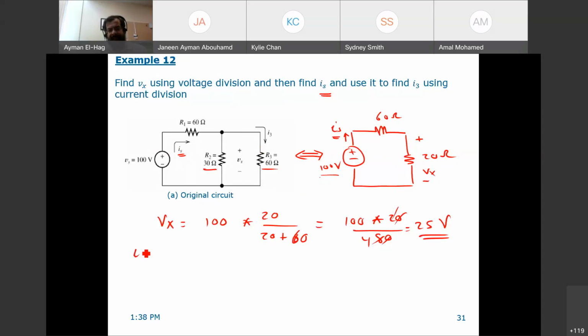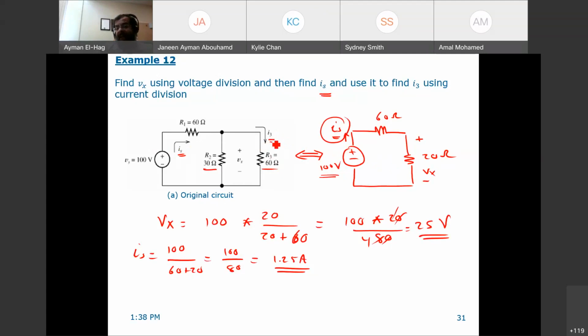So your Is is equal to 100 divided by the 60 plus 20. It is 100 divided by 80, which is equal to 1.25 amps. So we found this current, Is, which is this current. Now I want to find I3 using current division. Now I am working with this circuit, but this circuit is equivalent to that circuit.